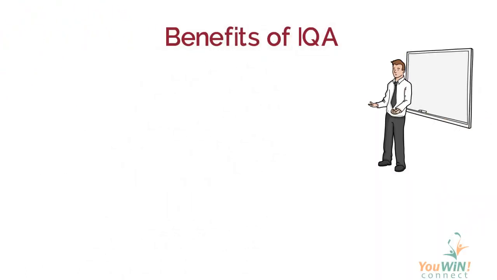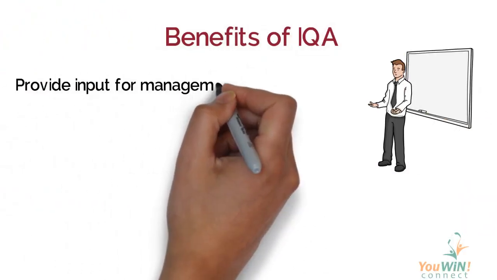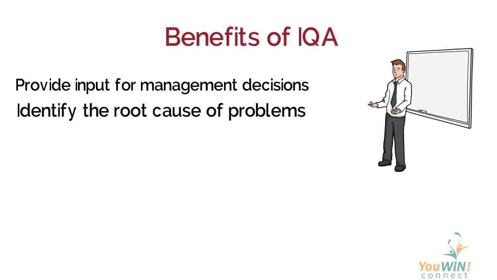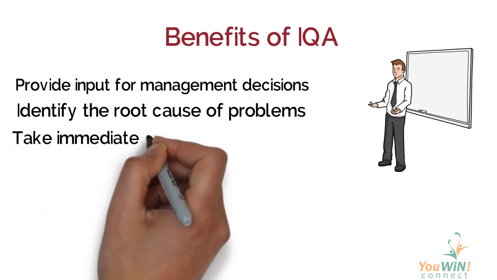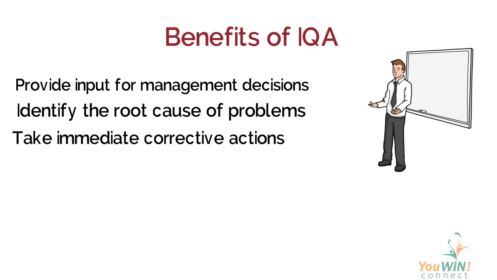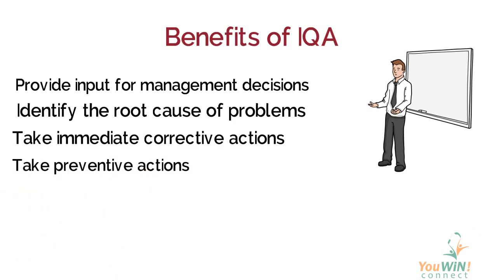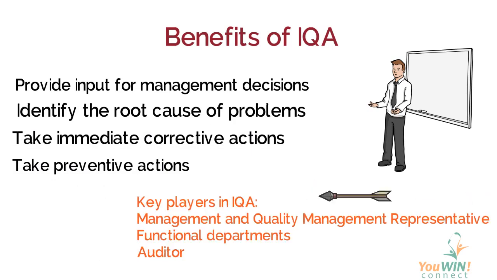So what are the benefits of the IQA? 1. It provides input for management decisions. 2. It helps the SME identify the root cause of any problem in the business. 3. It also helps the SME take any immediate corrective action. And lastly, the SME can also take preventive action based on the IQA. So who are the key players in the IQA? This will be the management and the quality management representative, the functional department, and also the auditor.